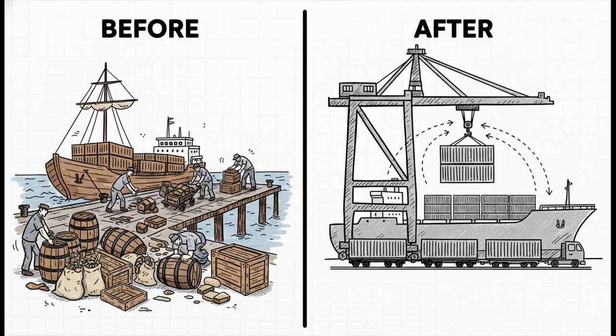Before they existed, loading a cargo ship was total chaos. But once that standard metal box was invented, it didn't matter if you were shipping bananas or car parts. Every port, every crane, every truck in the world could handle it. Docker does that exact same thing, but for our code.